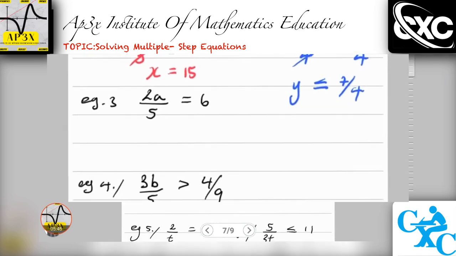Now here, very simple, same procedure here. We're going to be multiplying both sides by 5. So we end up, say here, with 2a. We're going to say 5 multiplied by 2a over 5 is equal to 6 multiplied by, say here, 5. So this 5 cancels this 5. We end up with 2a being equal to, say here, 30.